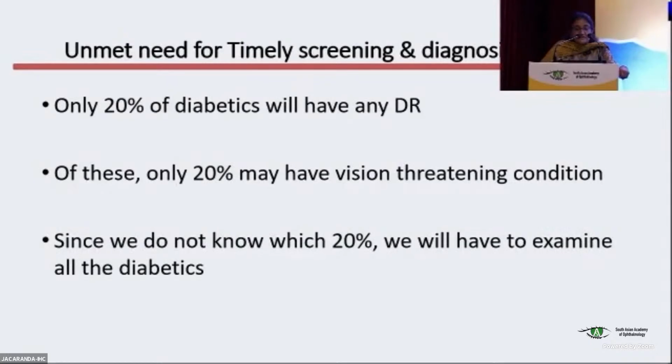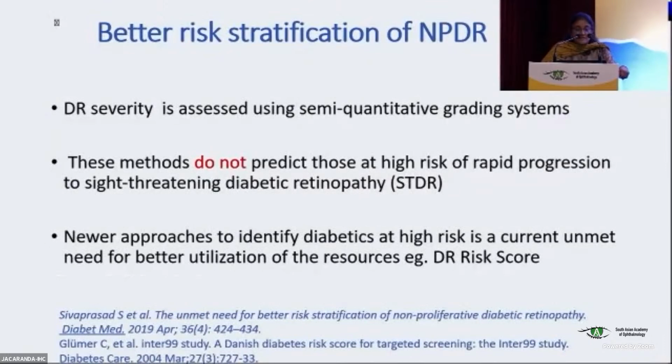Also, another important thing is that 20% of diabetics have some form of DR. And of these, only 20% would have some element of vision-threatening condition. Now, since we don't know which 20% are going to be at a higher risk of developing sight-threatening DR, we end up examining all the diabetic patients. What is important is that we have limited health resources, so it's important that we have better risk stratification of diabetic retinopathy patients. The current grading systems that we have are all semi-quantitative. They do not predict those at high risk of rapid progression to sight-threatening DR. Therefore, there's a need for newer approaches to identify diabetics at higher risk, so that the resources can be better utilized and directed toward these patients.